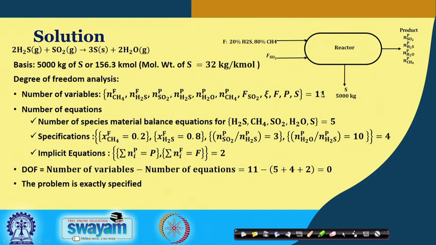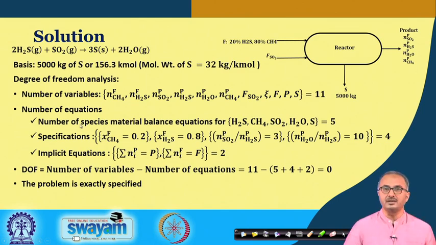Now after this, we need to know how many independent equations we can get to solve for all of these variables. Here we first apply the material balance, and we find that for each of the species we can write a material balance. So we identify these species. We have 5 species, and for each of them we can write one material balance. So that will give us 5 material balance equations.